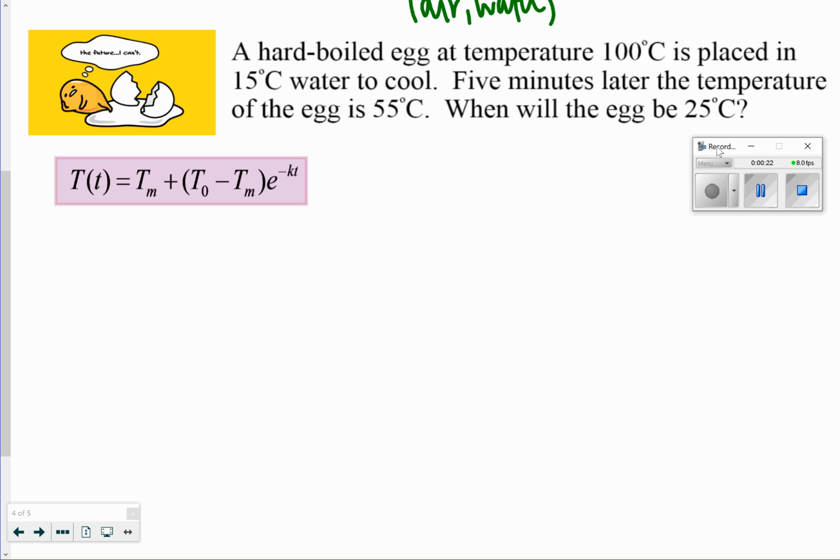So it says a hard-boiled egg at temperature 100 degrees Celsius is placed in 15 degrees Celsius water to cool. 5 minutes later, the temperature of the egg is 55 degrees Celsius. When will the egg be 25 degrees Celsius?